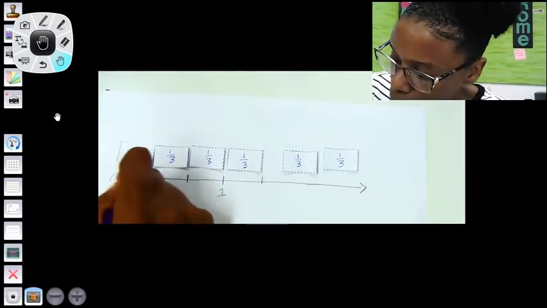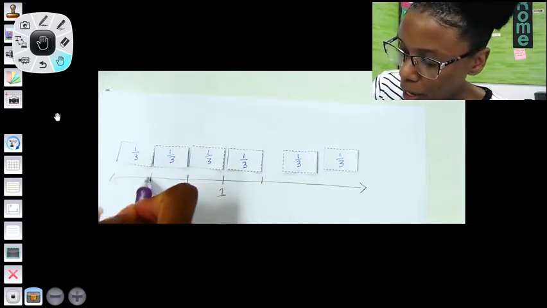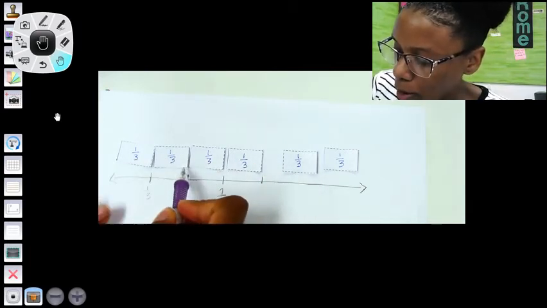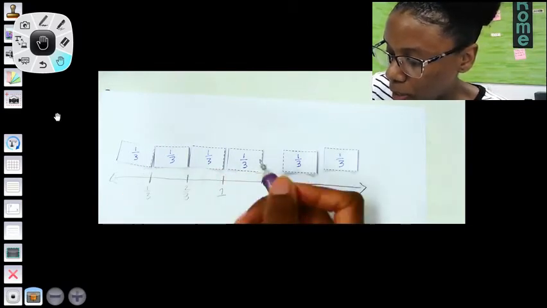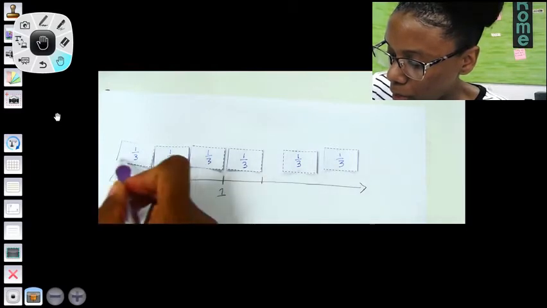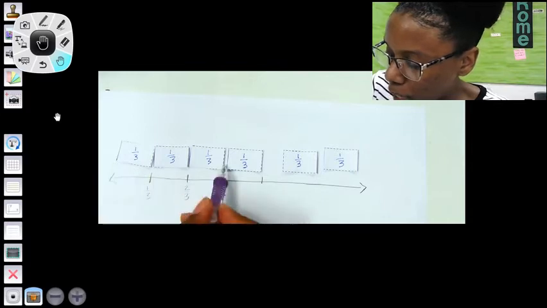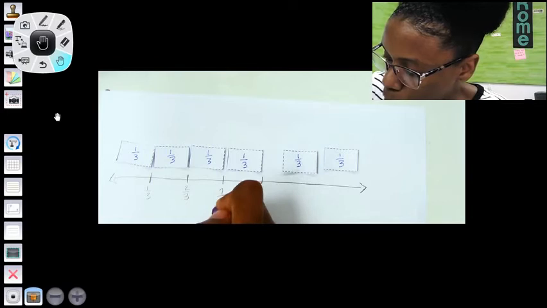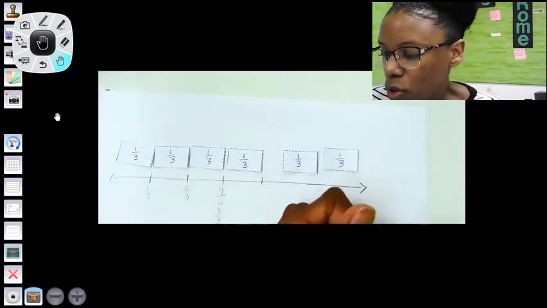From here to here, this whole little piece, this strip, measures 1/3. From here to here is another third, so that is 2/3 because I'm counting. From here to here is 3/3. Let me do that again. From here to here is 3/3, so this little piece got added. From here to here is one whole or 3/3. So it has two names when you get to the whole.